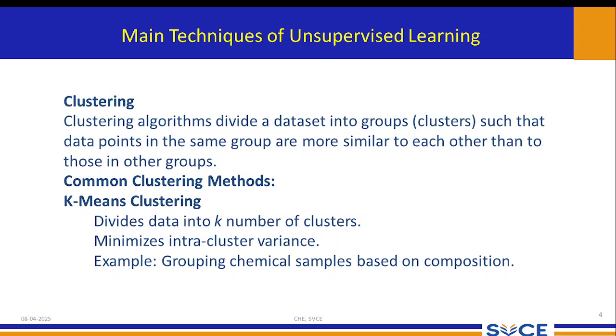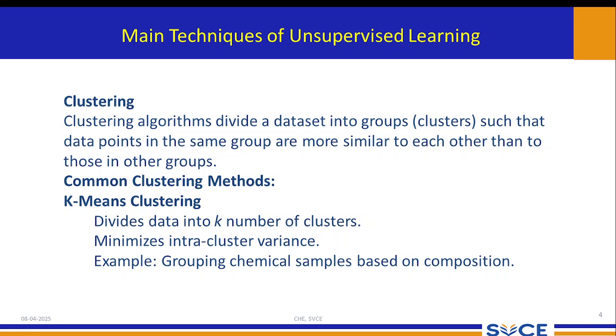Minimize the intra-cluster variance. Okay, and a very good example is grouping chemical samples based on the composition. So if you have a composition, or based on the molecular weight, for example. So obviously the molecular weight, based on the boiling point. Okay, as the molecular weight increases, the boiling point increases. Right. So this type of composition will help you identify and group them so that we can determine the other parameters. Grouping chemical samples based on the composition.